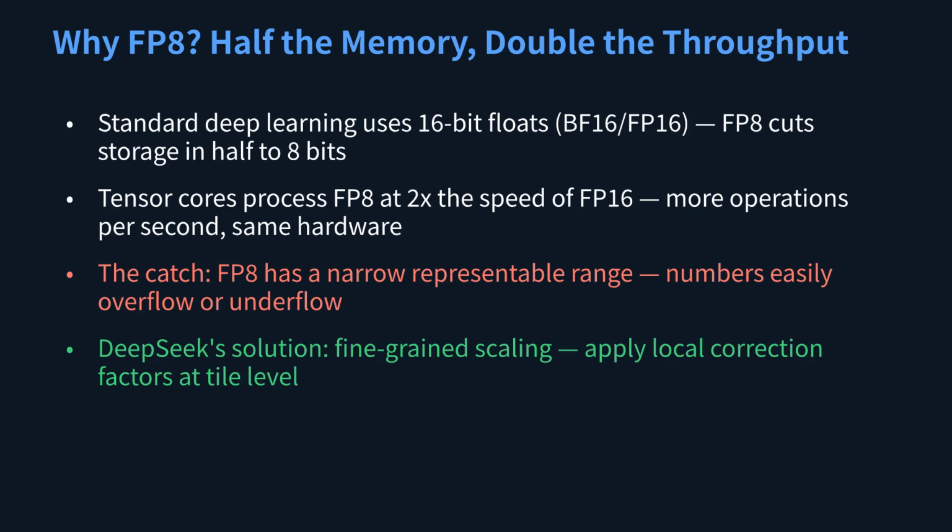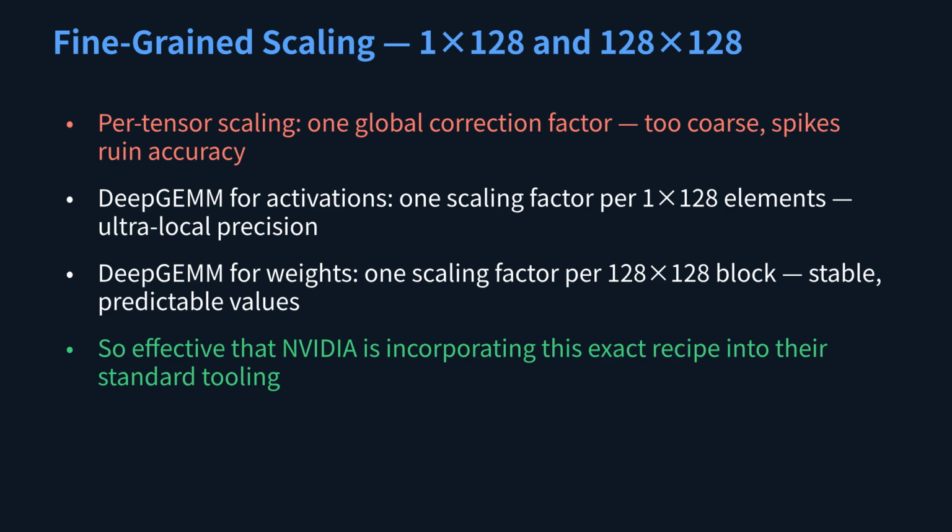The challenge is that FP8 has a much narrower range of values it can represent, which means numbers can easily overflow or underflow and become inaccurate. DeepSeek solved this with a technique called fine-grained scaling, one of the most important innovations in DeepGEMM. Most quantization approaches apply a single scaling factor to an entire tensor. That's called per-tensor scaling. DeepGEMM does something far more precise.